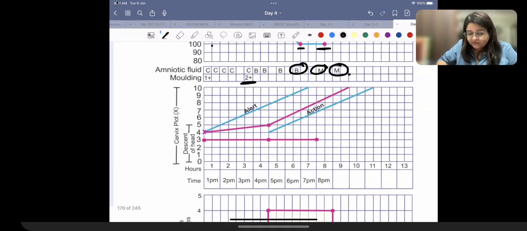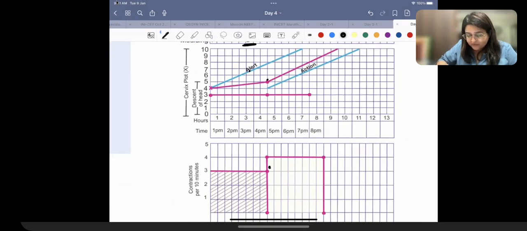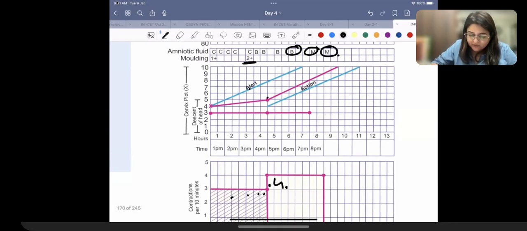Okay, what else is given? You can see it's crossed the alert line, but here the contractions improved. You can see here the contractions were 3 contractions. Now there are 4 contractions, and at this point, the patient has now become fully dilated. So she is fully dilated, right?